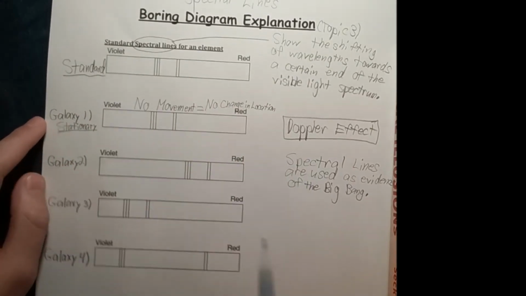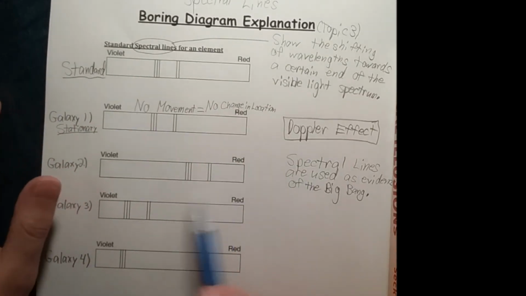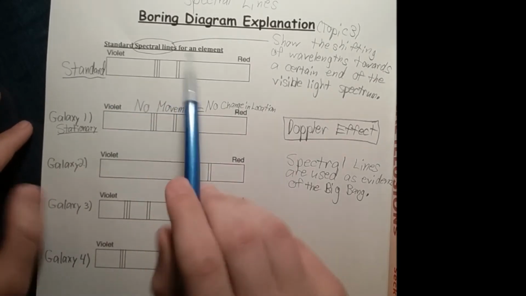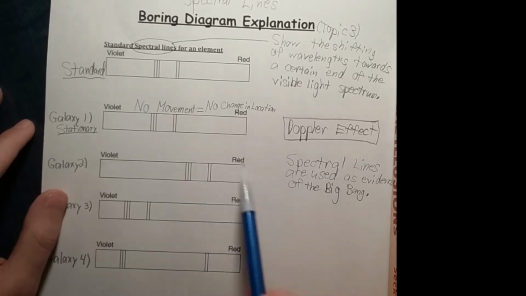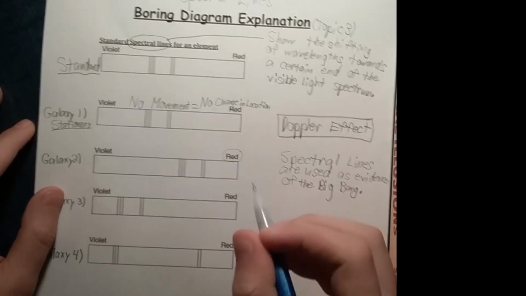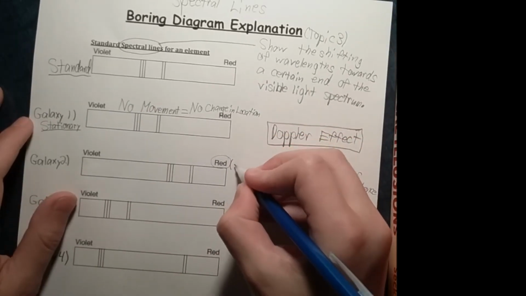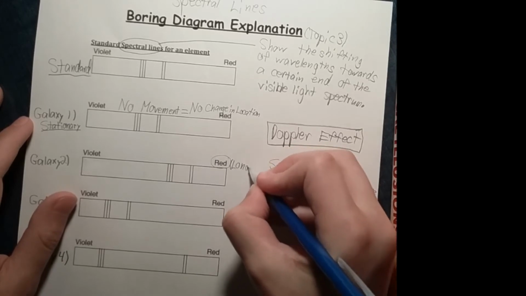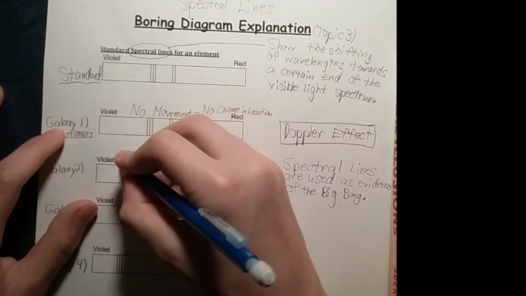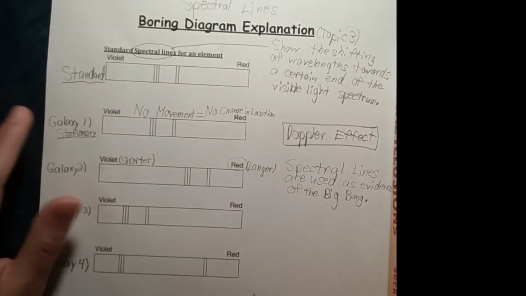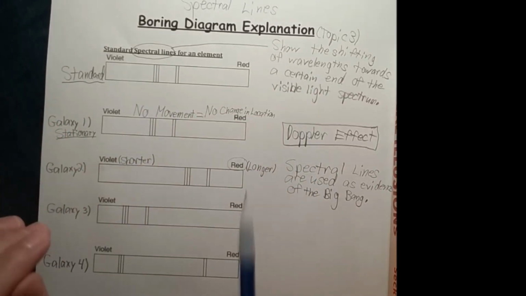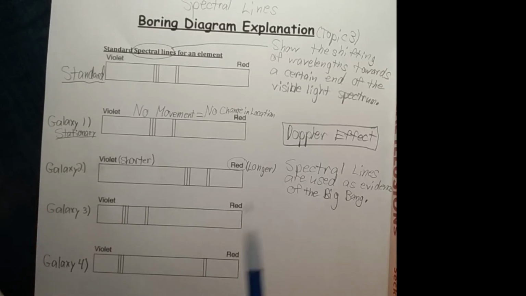Okay, so now Galaxy 2. If we look at the set of spectral lines we're given and the standard set of spectral lines, you're going to realize that they have shifted to the right end of the spectrum and towards the red end of the spectrum. So the red end of the spectrum contains longer wavelengths, and the violet end is going to contain shorter wavelengths. So that means, according to the Doppler effect, if you're getting longer wavelengths, that's going to mean that the object is moving farther away from you.